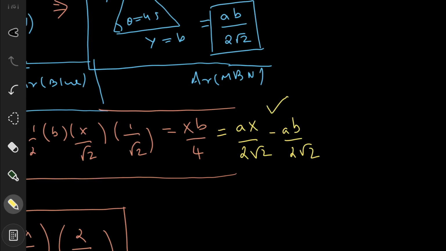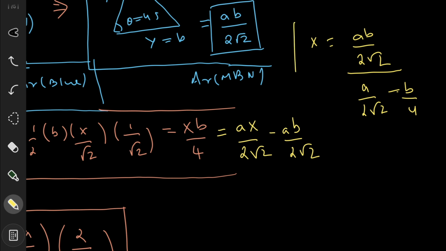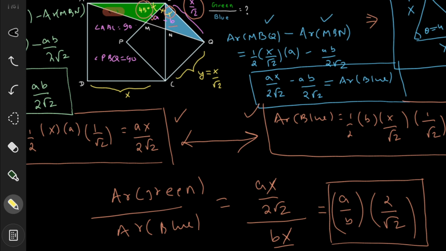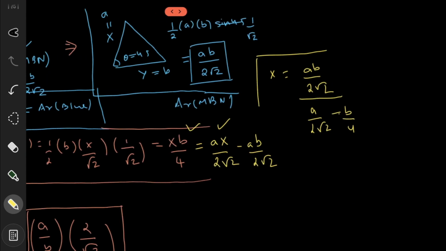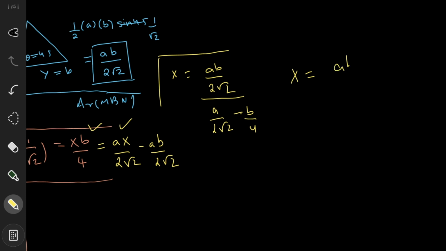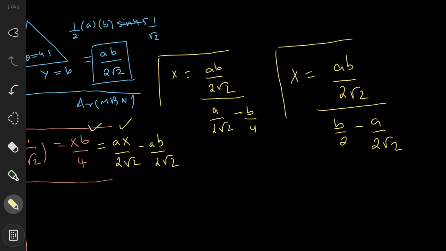Now I will simplify this equation to get the value of x. So the value of x would be ab upon 2 square root of 2 divided by a upon 2 square root of 2 minus b upon 4. This is the value of x that we get by comparing these areas for the blue region. Now we also have two values for the area of the green region that you can see over here. So these are the two equations that give us the area of the green region. So we can simply compare their right hand side. By comparing the right hand side, we will get the value of x that would be equals to ab upon 2 square root of 2 divided by b upon 2 minus a upon 2 square root of 2. When you compare the area of the green region, this is the value of x.